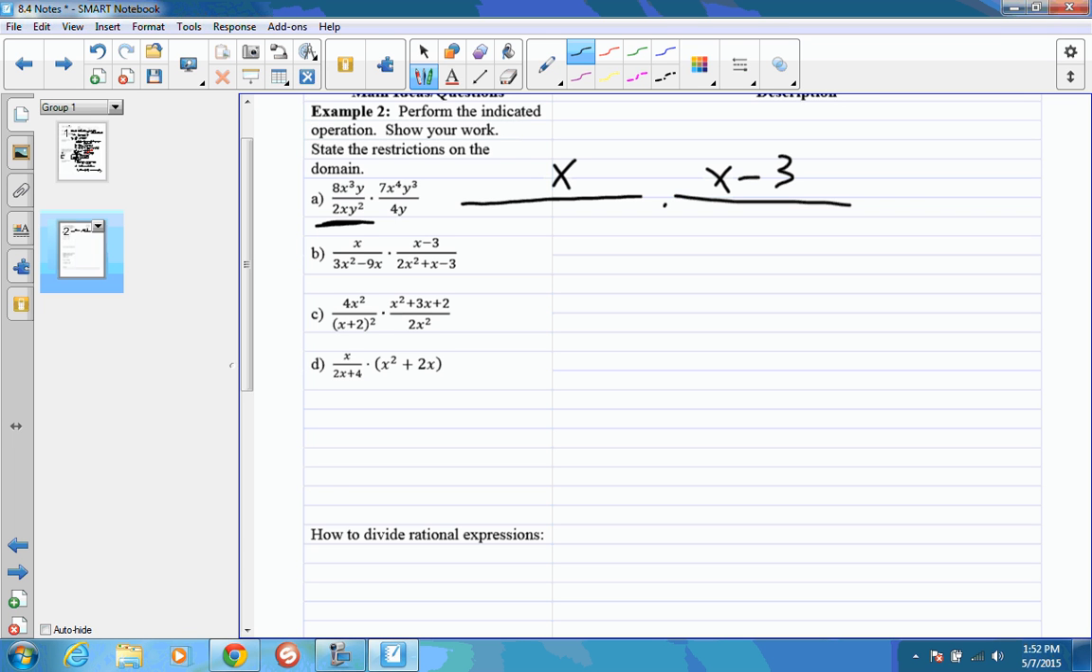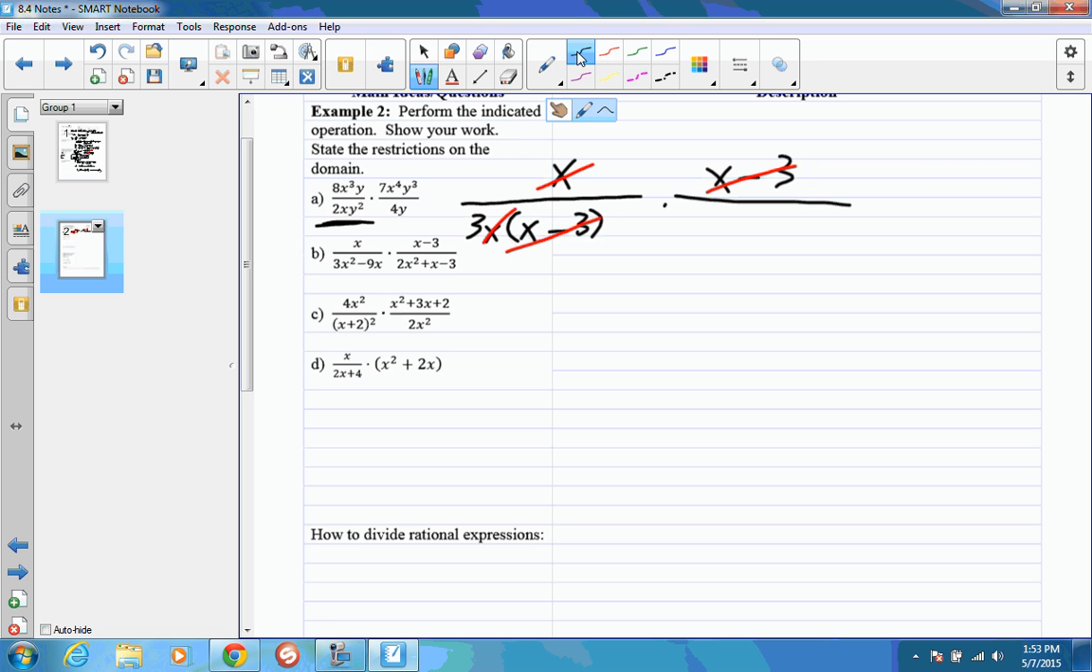3x squared minus 9x. Brent, what can I pull out of each of those? 3x. 3x. Good. 3x, and it leaves me with what? X minus 3. Awesome. What do you already see that's going to cancel, guys? Good. Also the x minus 3. Gigi said the x's are going to cancel. Those guys will go, right? Good. So now we'll keep working.